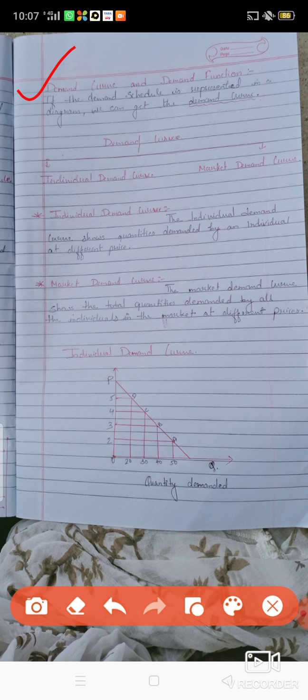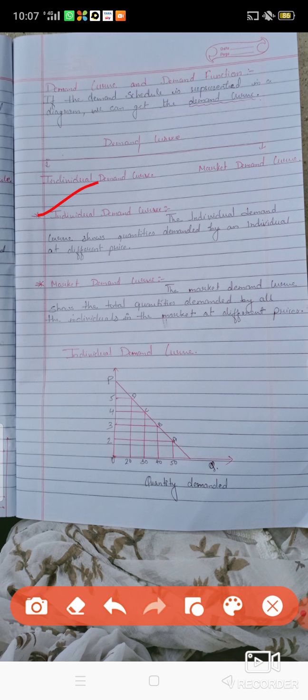In the last video we saw the table, the demand schedule. When the demand schedule is represented in a diagram, we can get the demand curve. So when we represent the demand schedule in a graph, then we can get the demand curve. The demand curve is of two types: one is the individual demand curve and the second is the market demand curve.